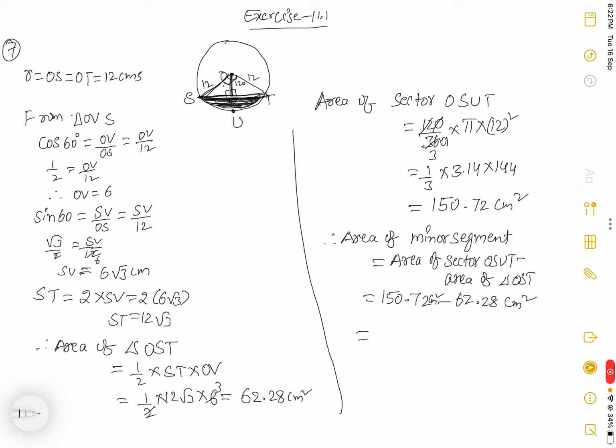Overall we get 88.44 centimeters square. Okay, this is the area of the minor segment. Understood this problem? Thank you.